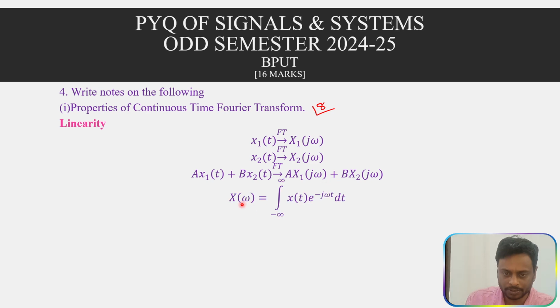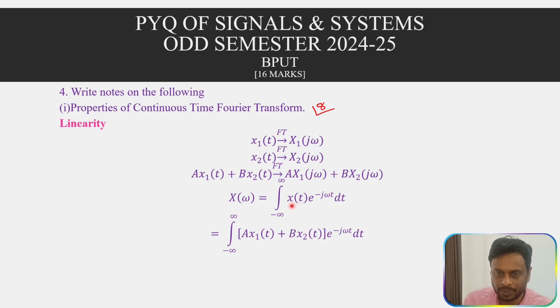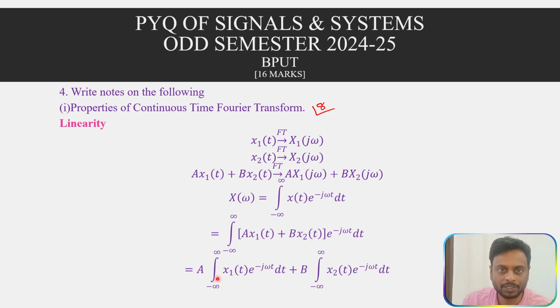So let us see. X of omega equals the integral from minus infinity to plus infinity of x of t e to the power minus j omega t dt. This is the Fourier transform. Then in place of x of t, we can replace a into x1 of t plus b into x2 of t. Since a and b are constants, take them outside. So the integral of x1 of t plus x2 of t gives the Fourier transform of x1 of t. So a into X1 of j omega plus b into X2 of j omega. This is the linearity property.